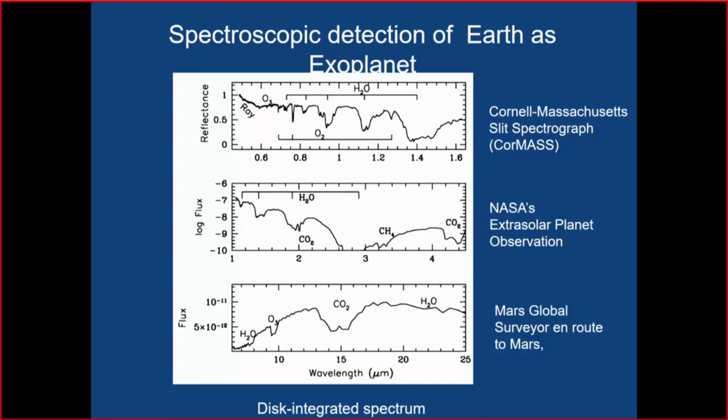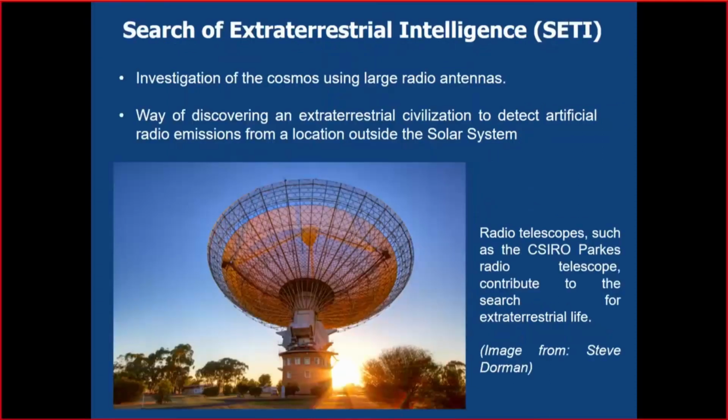So you can see this in the visible, the infrared, and the thermal infrared. Measurements were taken from the Cornell Massachusetts spectrograph, NASA's extrasolar planet observation, or Mars Global Surveyor en route to Mars. When it was going, it took those measurements, and these measurements are now available. These spectra are one of the reference spectra: if any planetary system has this kind of variation, probably it has that possibility of life there. This is one of the approaches.